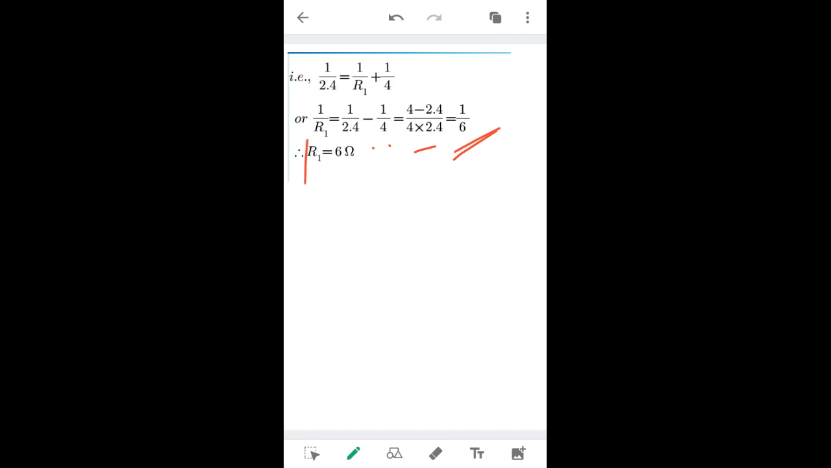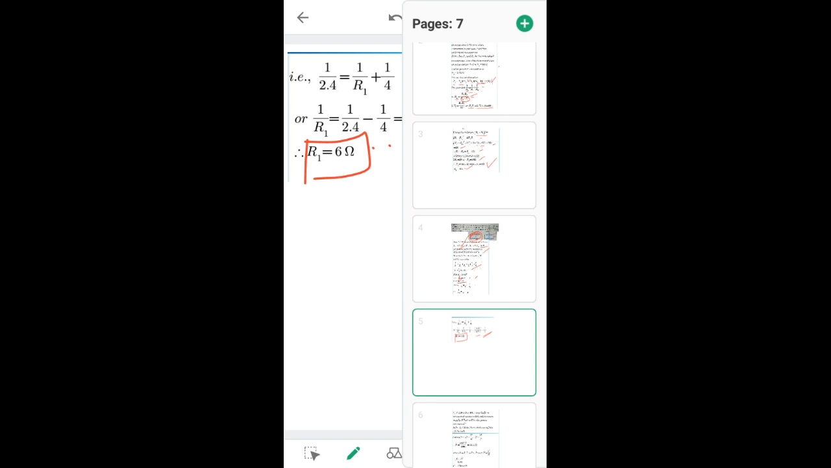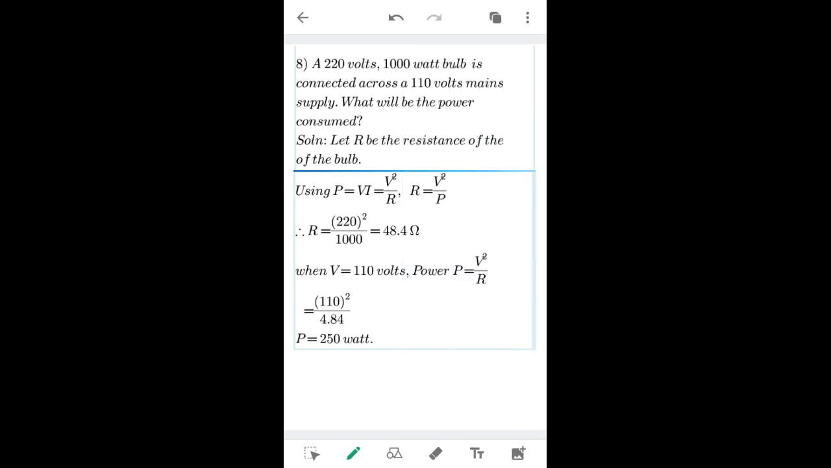Hope you have understood this one. So we'll go to the next one. It is a power problem. A 220 volts 1000 watt bulb is connected across a 110 volt mains supply. What will be the power consumed?